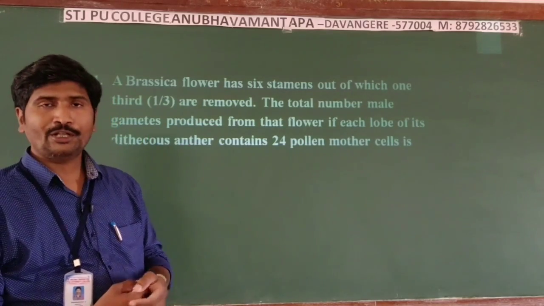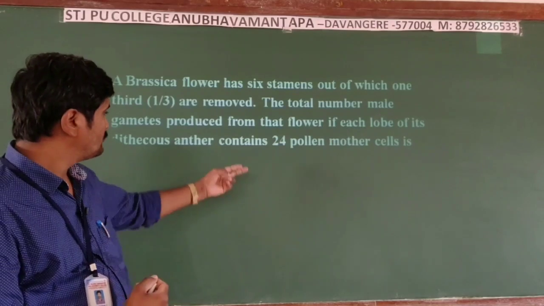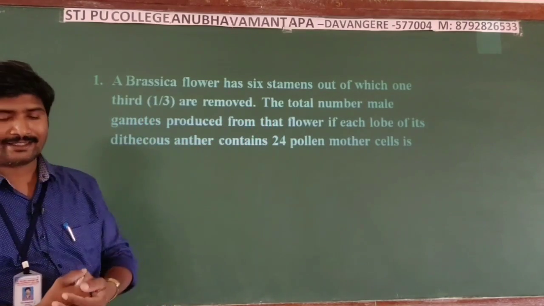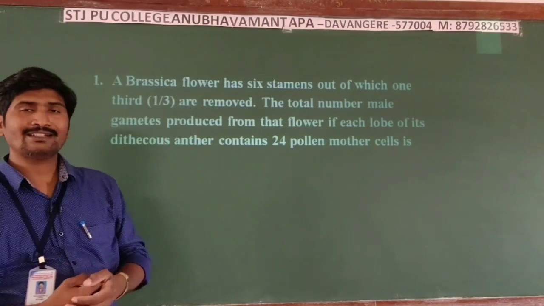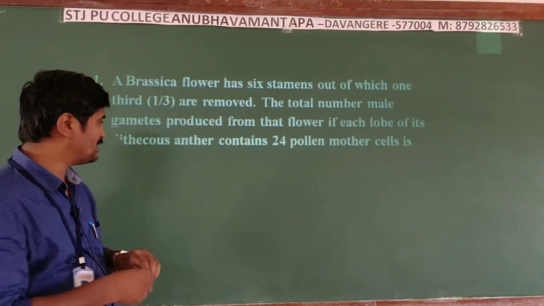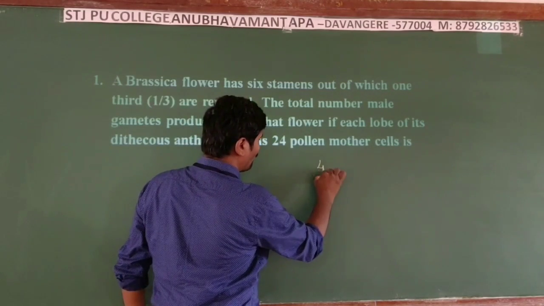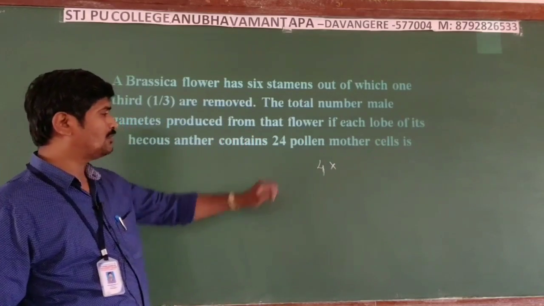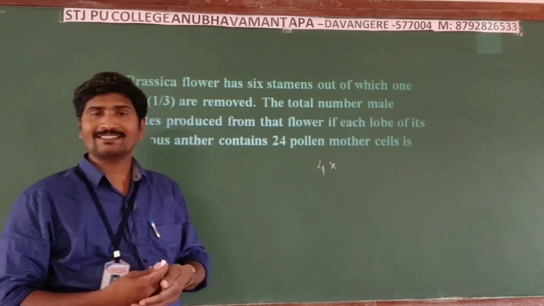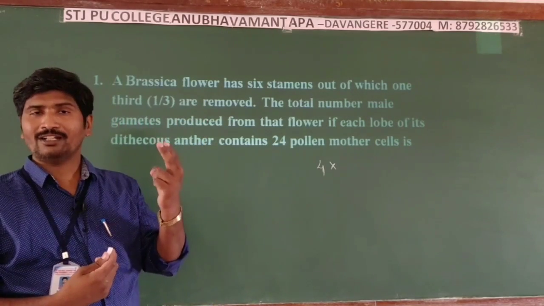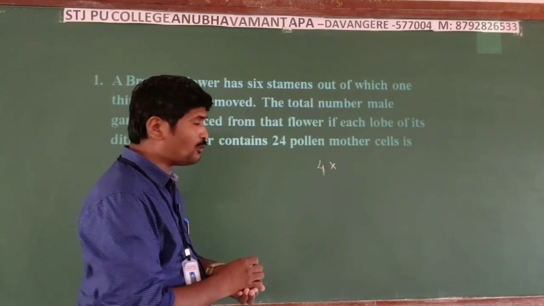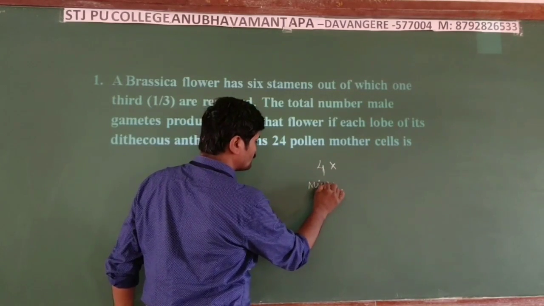Male gametes. You know, each pollen grain contains 2 male gametes. Here, 24 pollen mother cells in each lobe of its dithecous anther. Generally, a dithecous anther is a tetrasporangiate anther. How many sporangia are present? Total 4 sporangia are present. See here, answer, 4 into, what is here? Sporangia. Dithecous anther is tetrasporangiate and monothecous anther is bisporangiate. Each lobe contains 2 microsporangia in a dithecous anther. How many lobes are there? Here, 2 lobes. That's why here, 4 microsporangia.